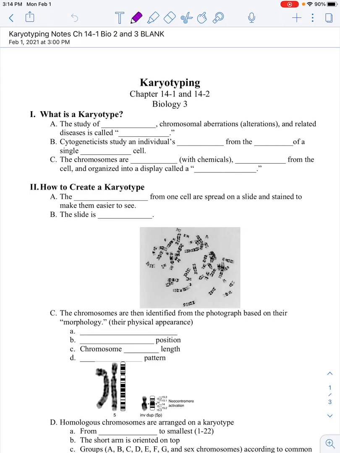The information covered in these notes is from chapter 14-1 and 14-2 of your textbook.